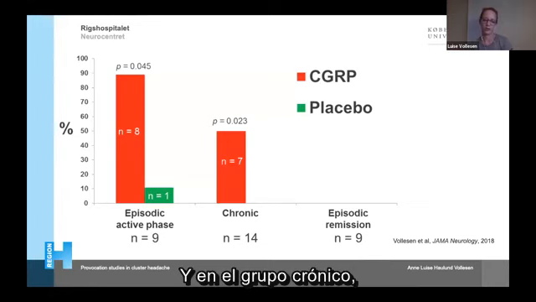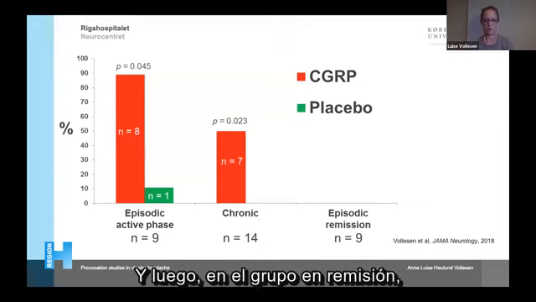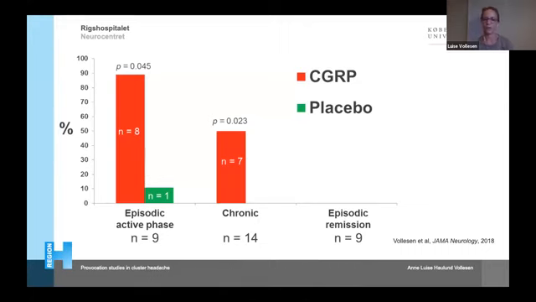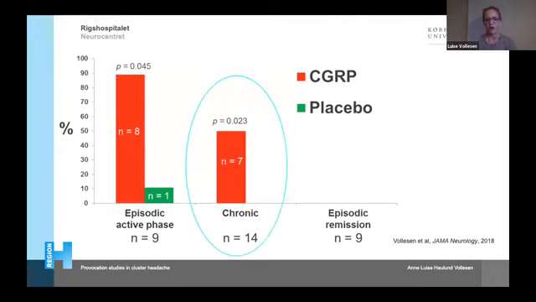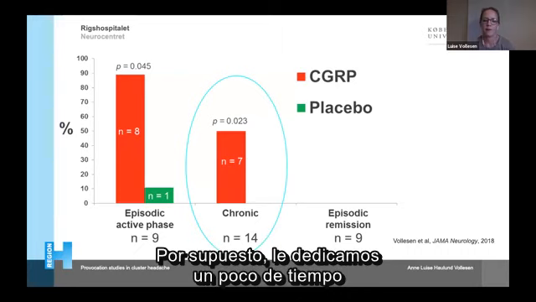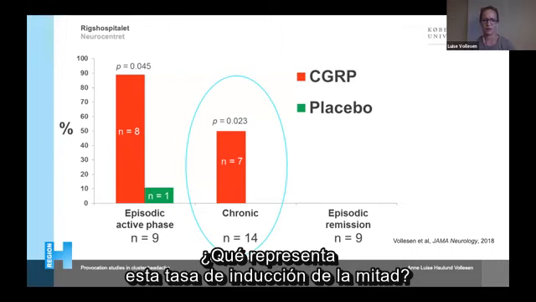And in the chronic group, we had 50% develop attacks on CGRP, but none on placebo. And then in the remission group, we had no attacks on either CGRP nor placebo. And we, of course, spent some time thinking about the chronic patients. What does this half induction rate represent?